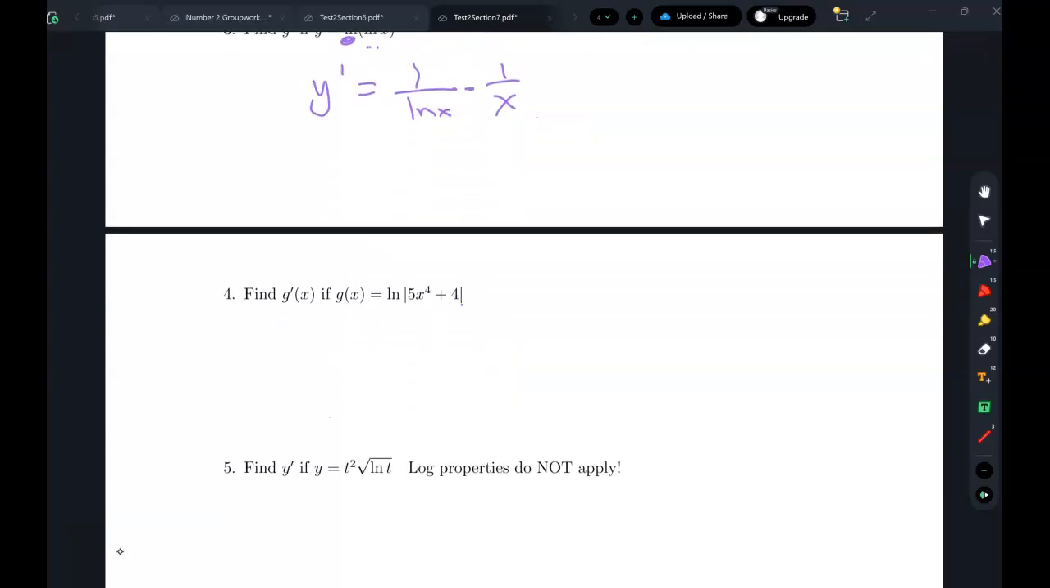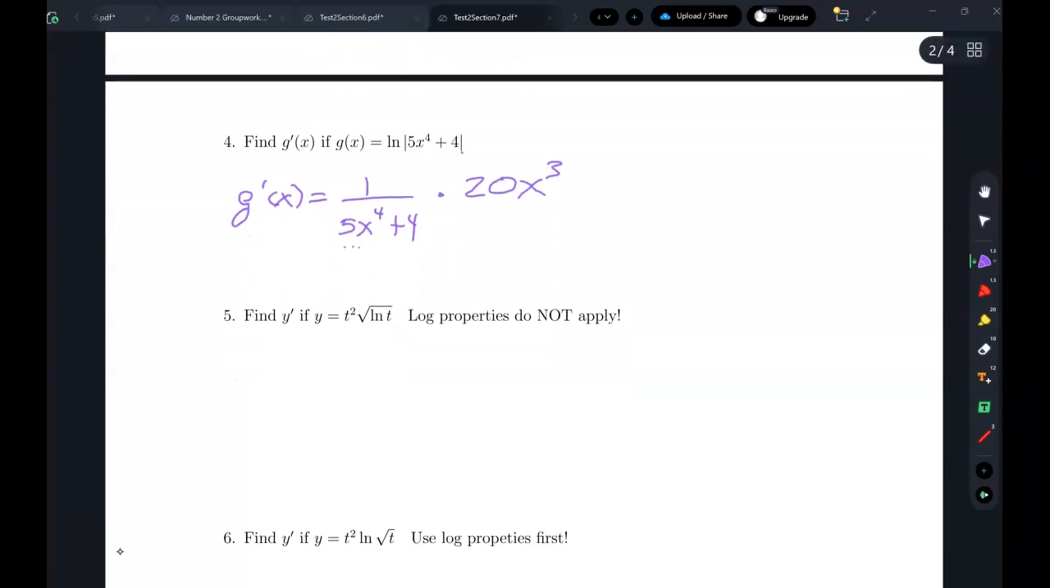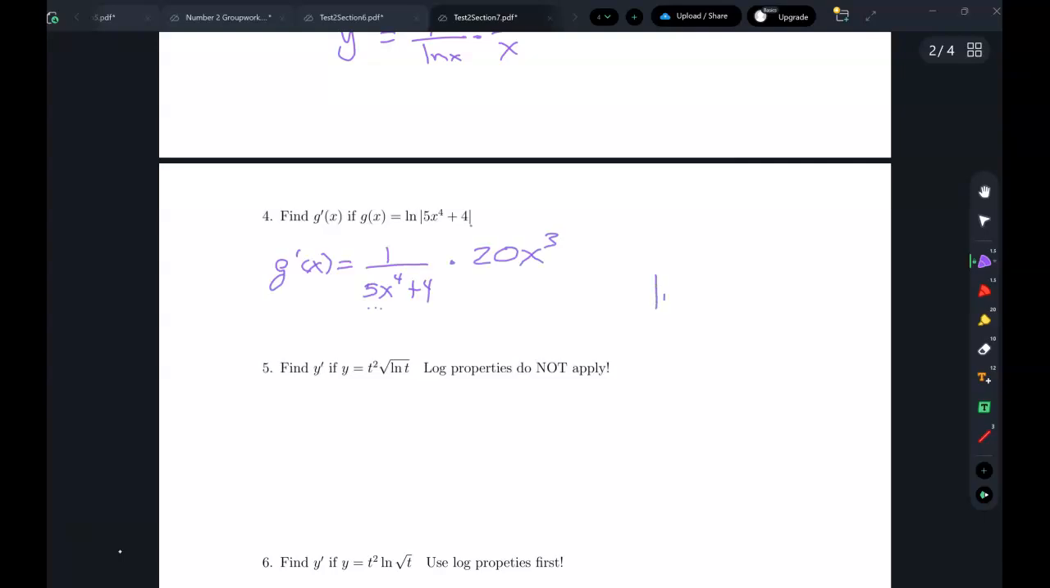So you're at the absolute values, so you know when you take the derivative, there's no absolute values in the derivative. So it's 1 over 5x to the 4th plus 4, right? 1 over stuff, times the derivative of stuff, which would be 20x cubed. And that's it.